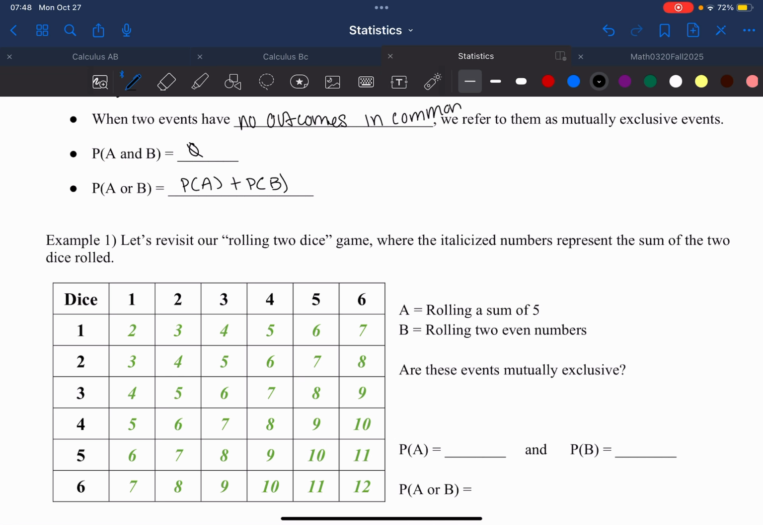So let's look at an example. Let's revisit our rolling 2 dice game where the italicized numbers represent the sum of the dice rolled. So it takes each of the dice and adds them together. A is rolling a sum of 5, and B is rolling 2 even numbers. Are these events mutually exclusive? We would say yes, since they have no events in common.